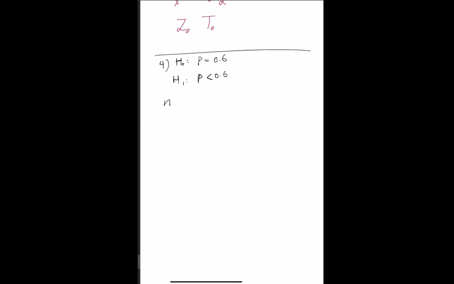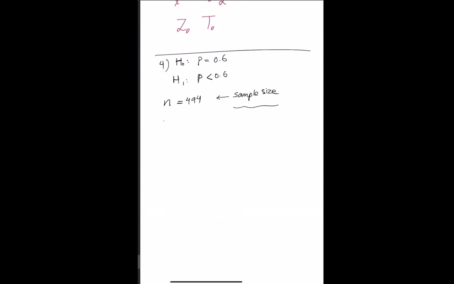I have N. Can someone tell me what is N? What is the meaning of N? N is 494, but what does it show? Number of experiments. Number of experiments, or basically our sample size. So we take a sample of size 494, or we repeat this experiment 494 times. So that's the sample size.